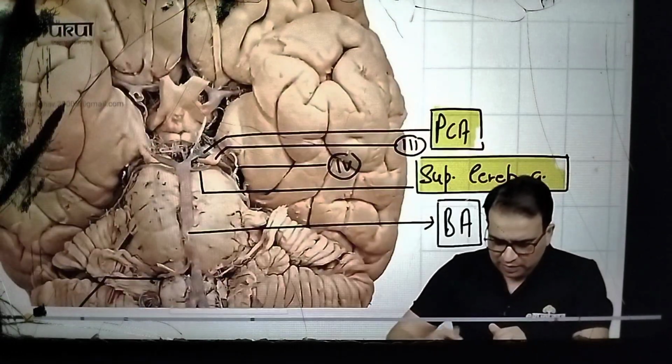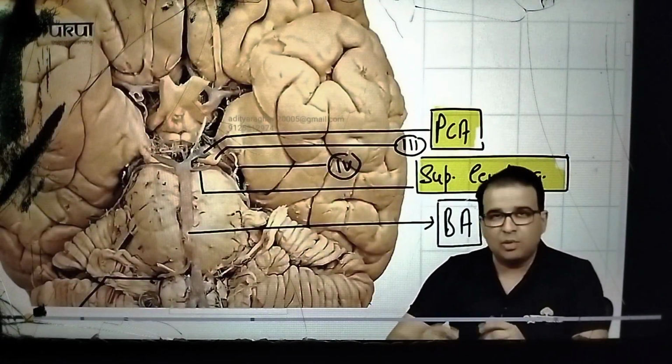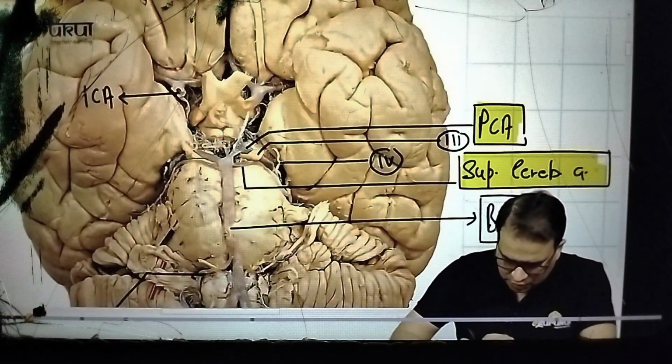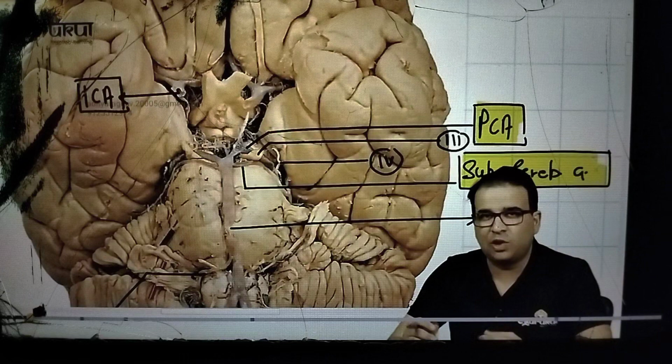Moving above, here comes the anterior circulation. That is the anterior circulation, which is all about the branches of the internal carotid. So guys, this here is the internal carotid artery. That's a trunk of the internal carotid artery. There's a fourth part of the internal carotid artery, also called the cerebral part of the internal carotid.